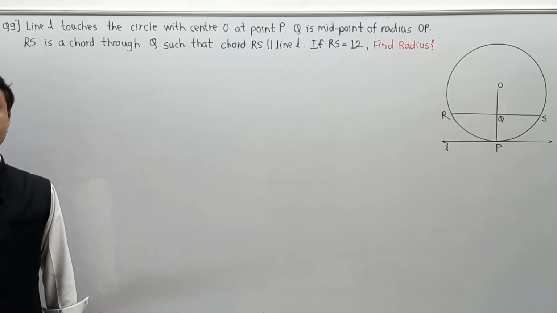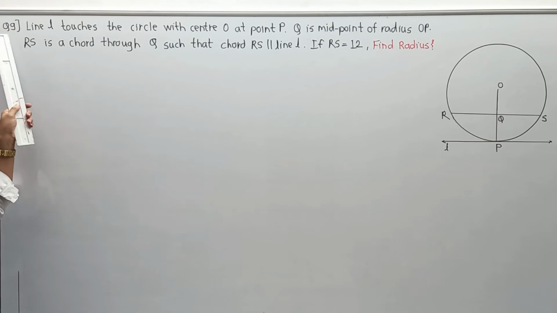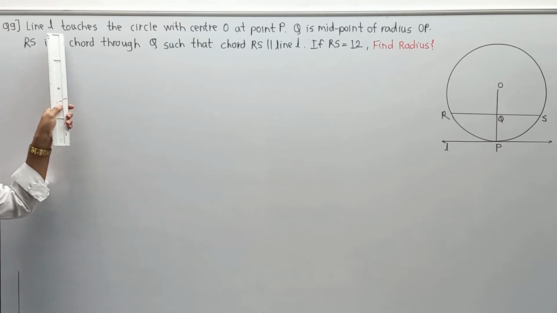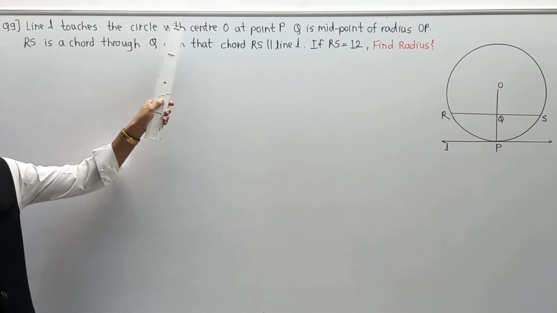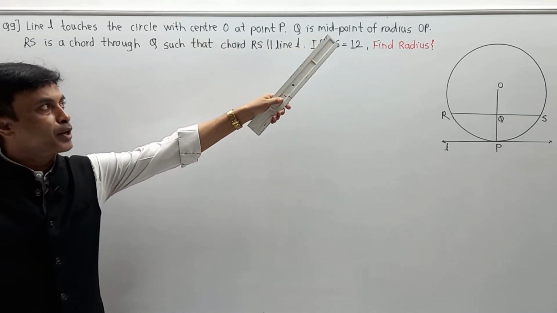Hello friends, we have already completed the 8th numerical, and after completing it we are moving to the next question, that is question number 9. Line L touches the circle with center O at point P. Q is the midpoint of radius OP.